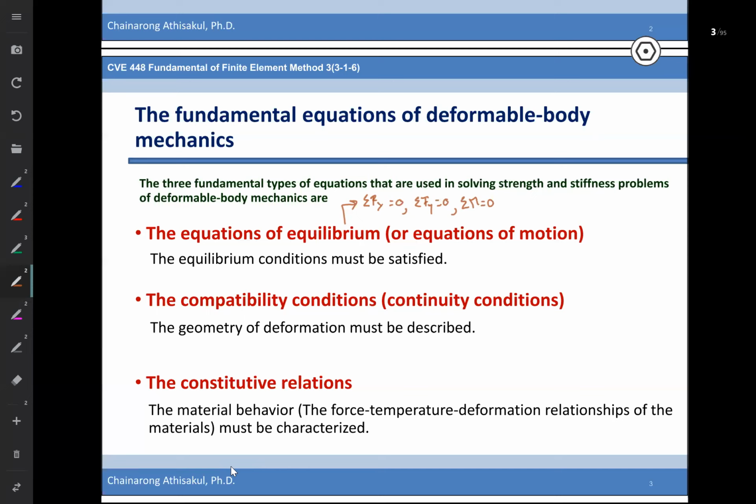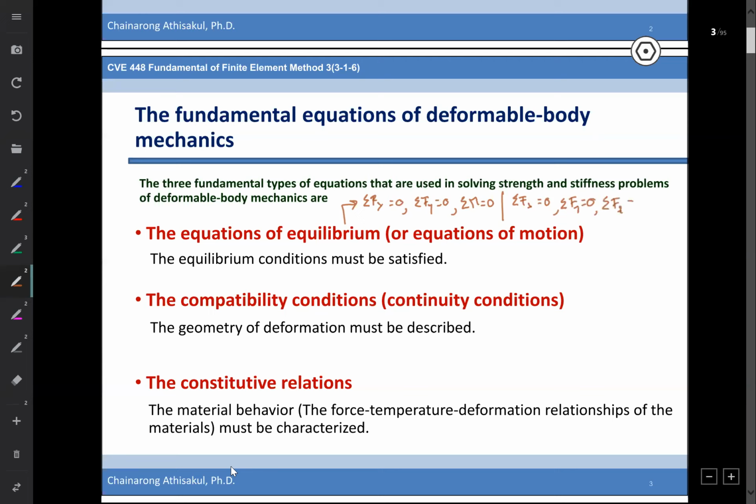But if the problem is in space, or three-dimensional, the equilibrium equations change to six equations: summation Fx equal to 0, summation Fy equal to 0, summation Fz equal to 0, and also summation Mx equal to 0, summation My equal to 0, and summation moment in the z direction equal to 0 also. So for three-dimensional, we have six equations.